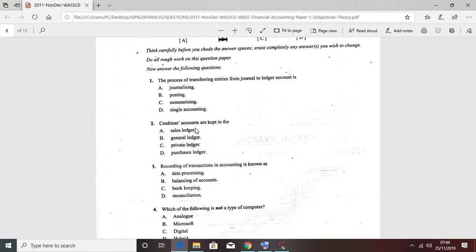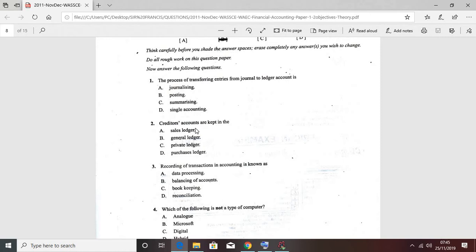Let's move on to option C, which says private ledger. What is the private ledger? We use it to keep records about the owner of the business. So you can find something like drawings, because drawings are information relating to the owner of the business. If the owner takes something from the business, this should be recorded in the drawings account, and the drawings account could be found in the private ledger.